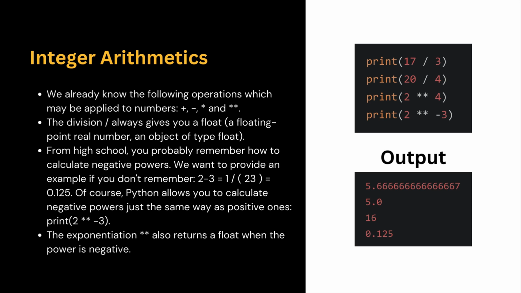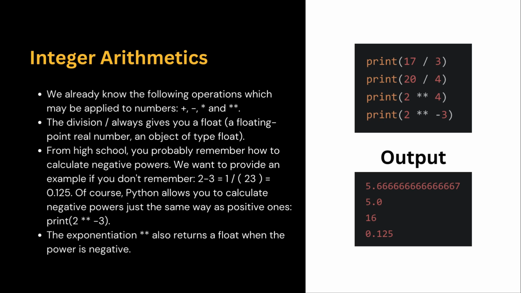Exponentiation, represented by double asterisk, is used to raise a number to a certain power. So, 2 raised to the power of 4 is 16. That's straightforward. But what if we have a negative power? Like 2 raised to the power of -3. In that case, it's like saying 1 divided by 2 raised to the power of 3. So, it's 1 divided by 8, which equals 0.125. Python handles negative powers just like positive ones, so you can write 2 raised to the power of -3 and get the result directly.